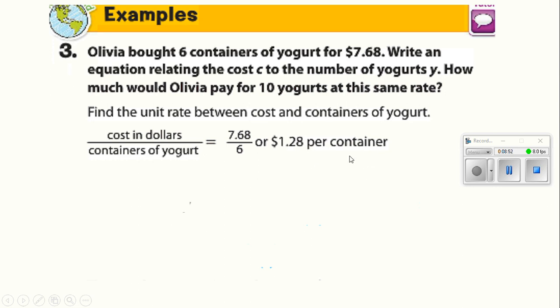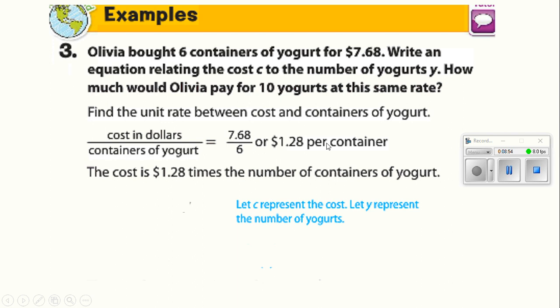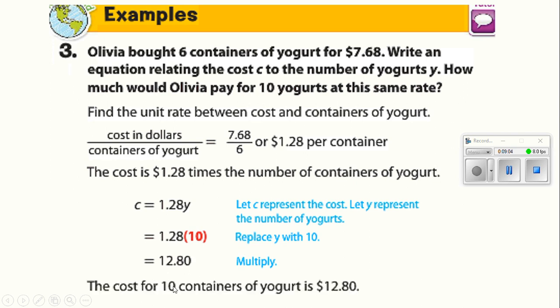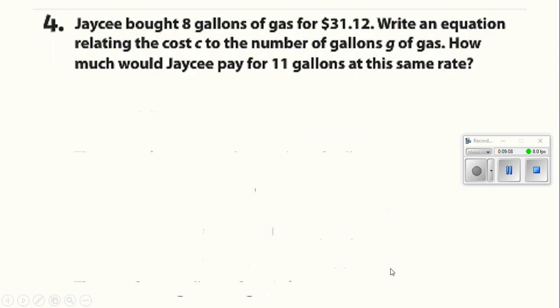Now, I simply take the $1.28 and I multiply it by the number of yogurt containers they want me to find, which is 10. 1.28 times 10, well, that gives me $12.80. The cost for 10 containers of yogurt is $12.80.